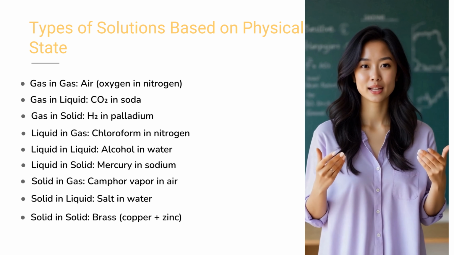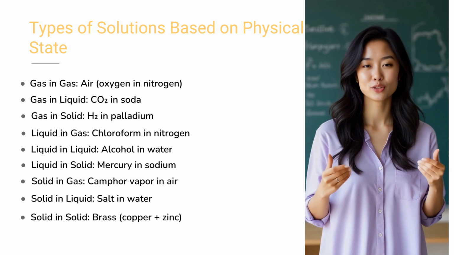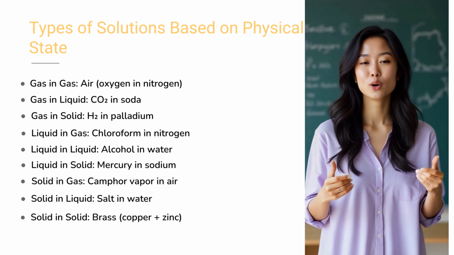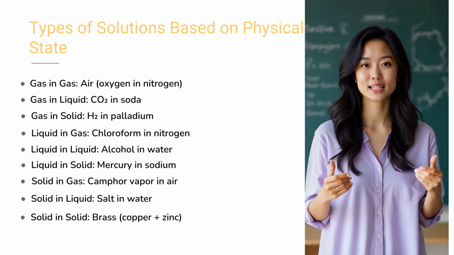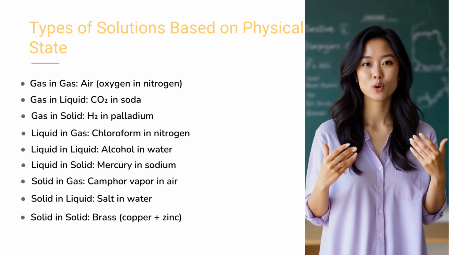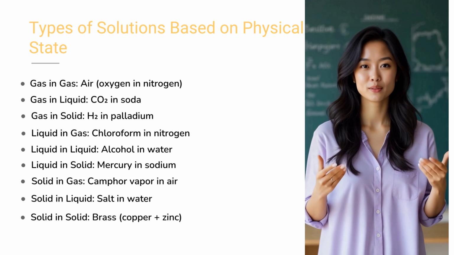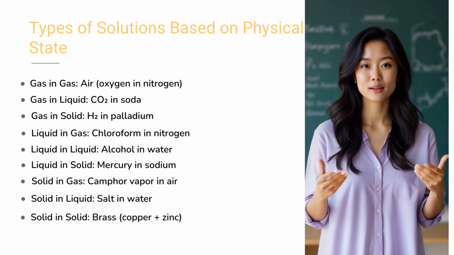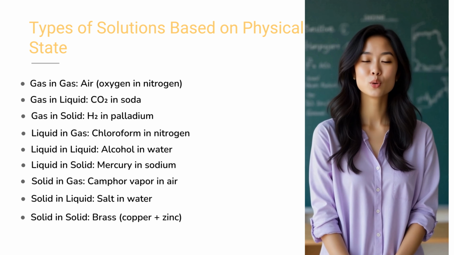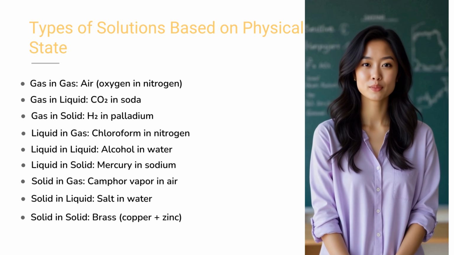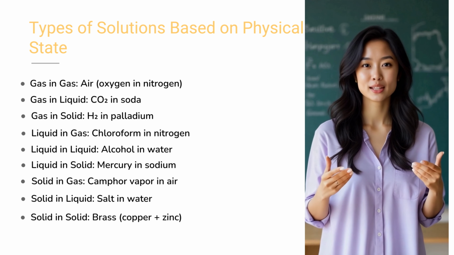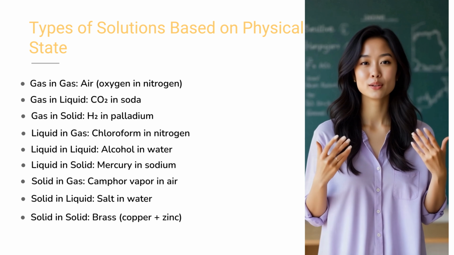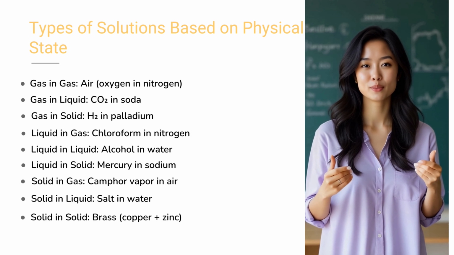Let's explore the 9 types of solutions based on the physical states of solute and solvent. Gas in gas, like air, a uniform mix of oxygen and nitrogen. Gas in liquid, think of carbon dioxide dissolved in soft drinks. Gas in solid, hydrogen gas trapped in palladium metal. Liquid in gas, example, chloroform vapor dispersed in nitrogen gas.